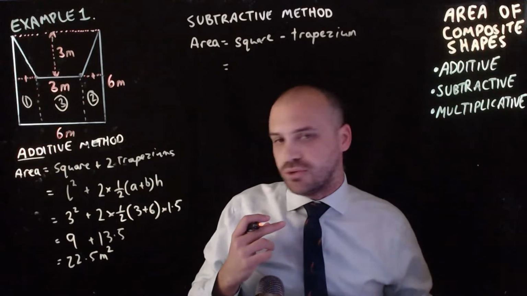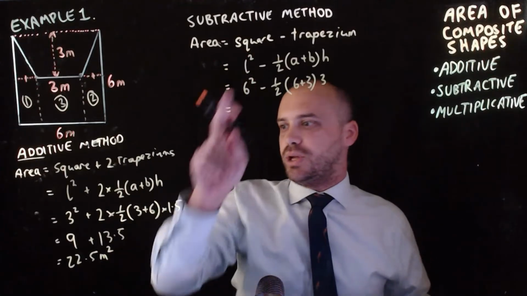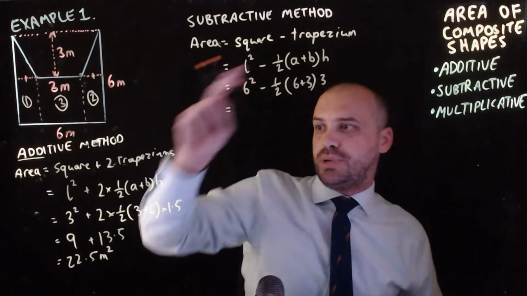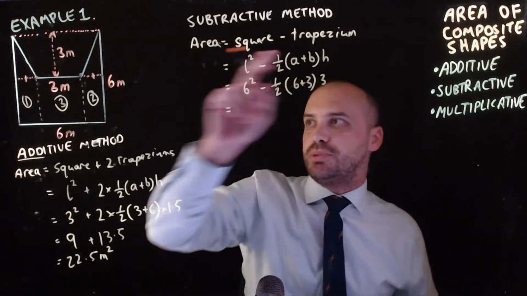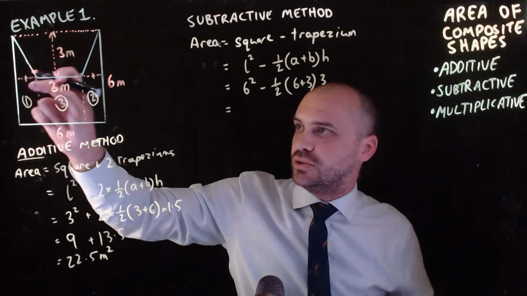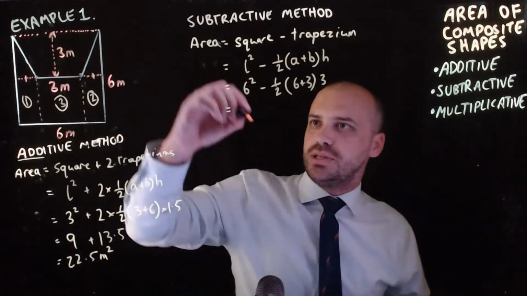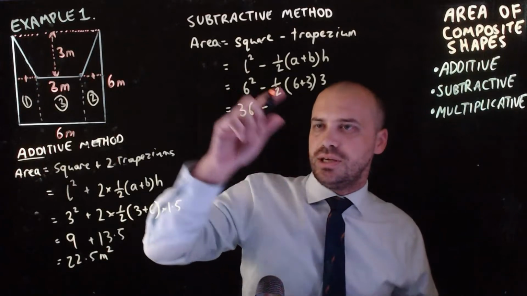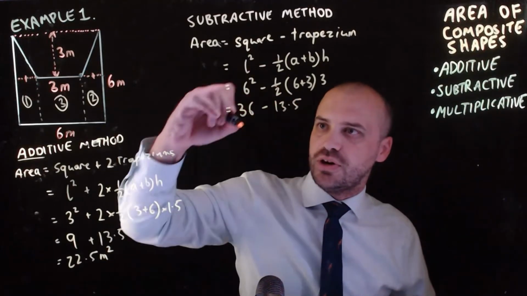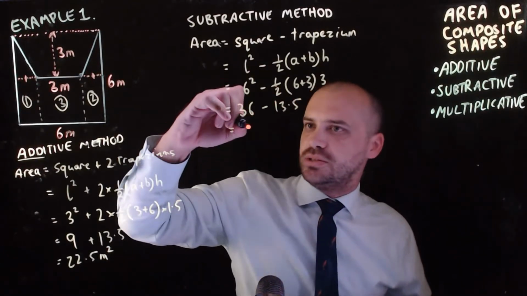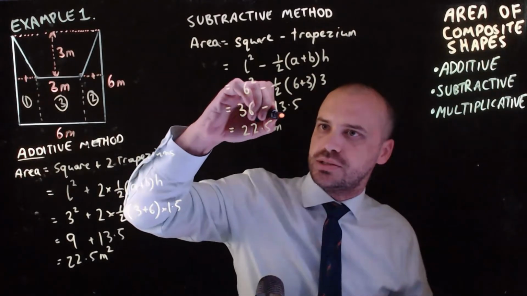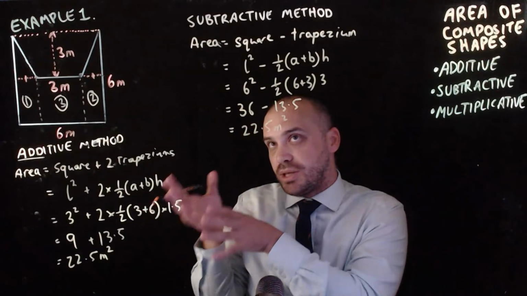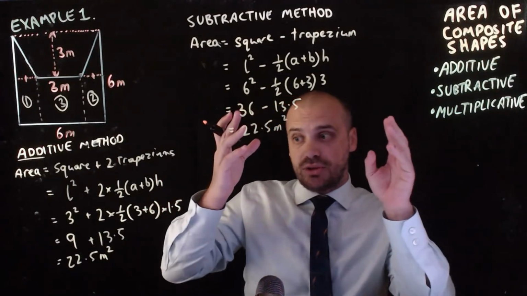It's relatively straightforward. So just be aware while I'm doing this, this square is not the same as that square, right? This square is our large square. And this trapezium is not the same as that trapezium. This trapezium is this one here, not these ones here. Alright, we've got our numbers in there. 6 squared is 36. I believe this here ends up being 13.5, and that will give us 22.5 meters squared, which is exactly what we'd expect, because if you're using the additive method correctly and the subtractive method correctly, their answers should line up.